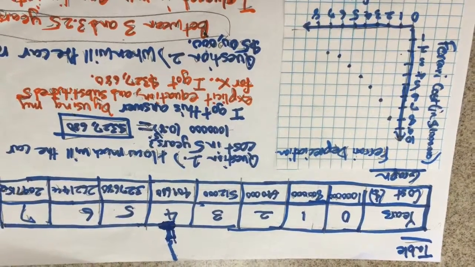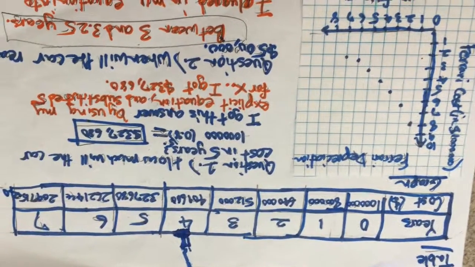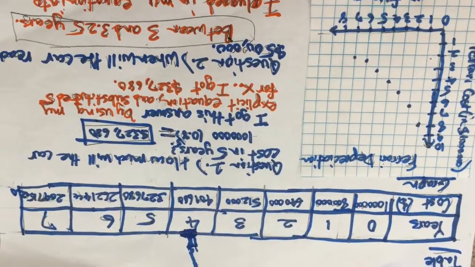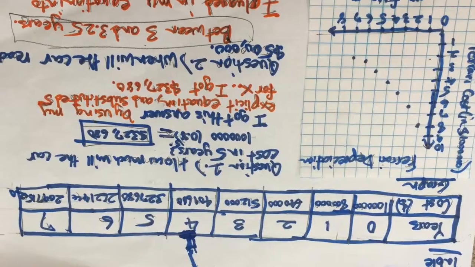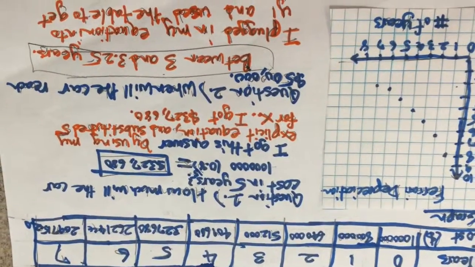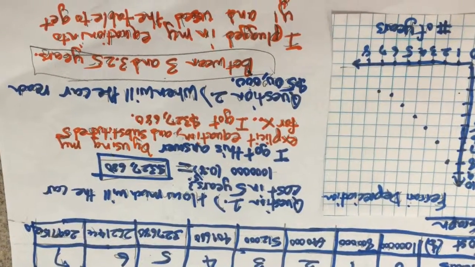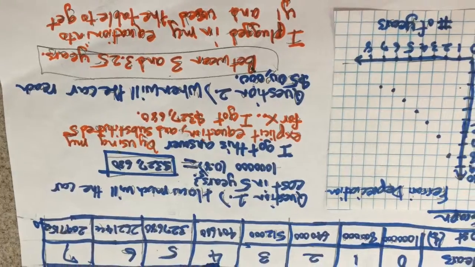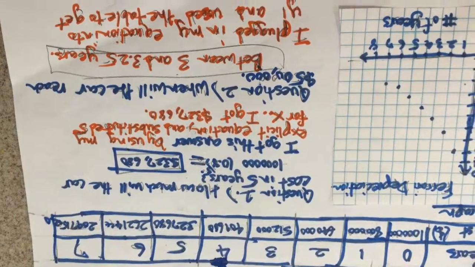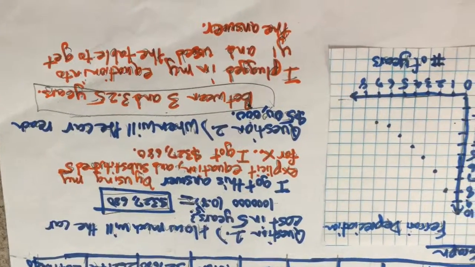So question 1 was, how much will the car cost in 5 years? So I used the explicit equation, 1 million times 0.8 to the 5th, and I got $327,680. I got this answer by using my explicit equation and substituted 5 for x. I got the answer there, which is $327,680.